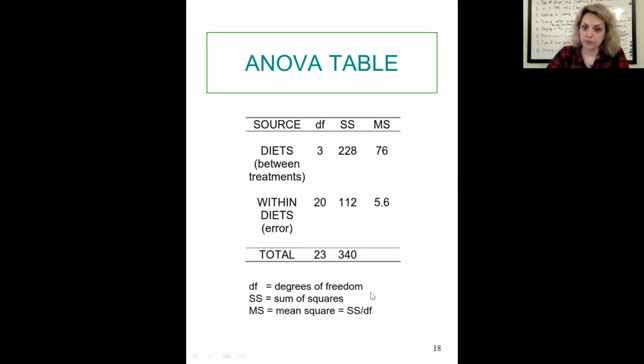And like before, with the within treatments, the error, the MS of this error is going to be the same as the sigma squared that we have. But if you were looking for the variance of the whole system, it's going to be 5.6.